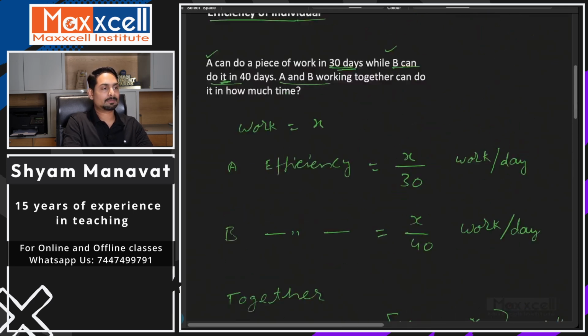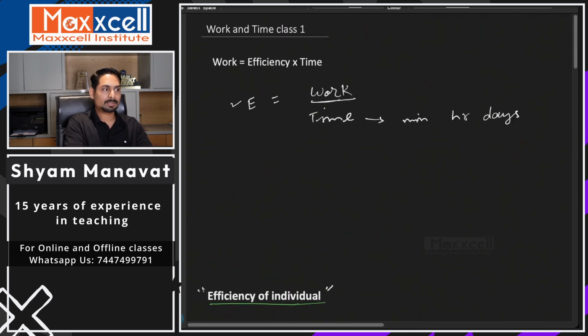What will be the time formula in this case? Work equals efficiency into time. So efficiency equals work upon time. If I want to find time in this case, time I can say equals work by efficiency. Work by efficiency, right?